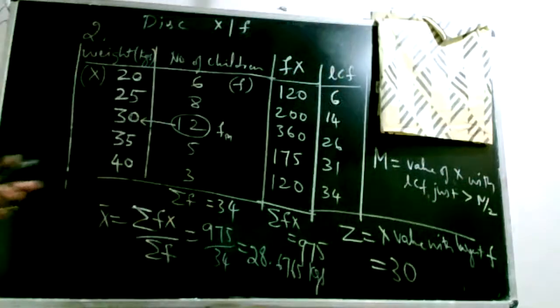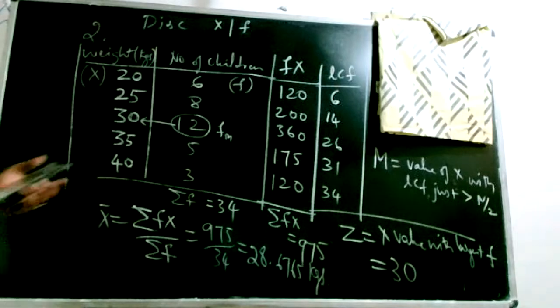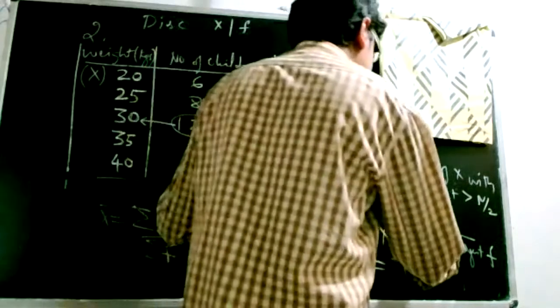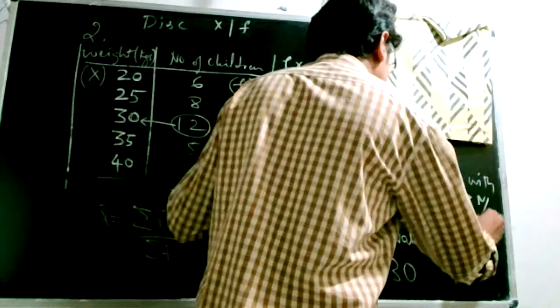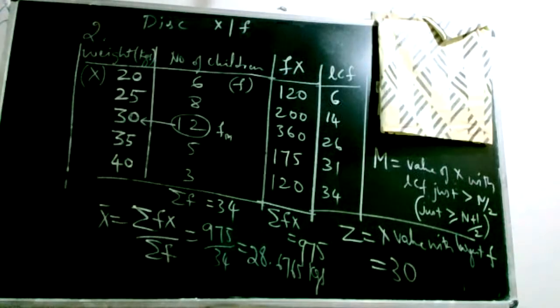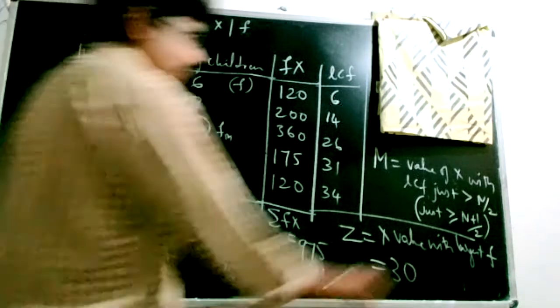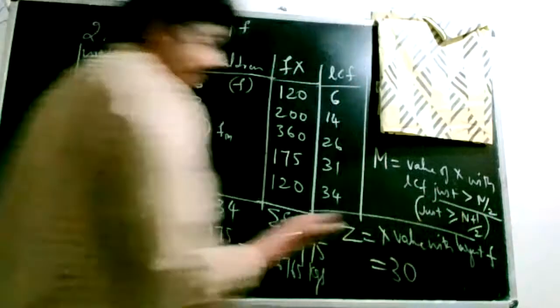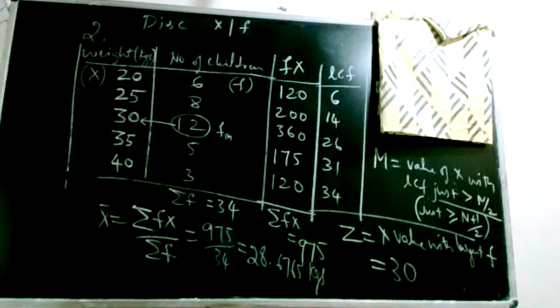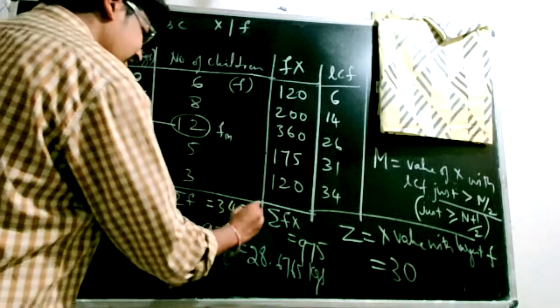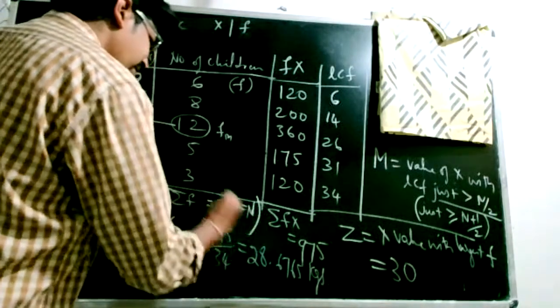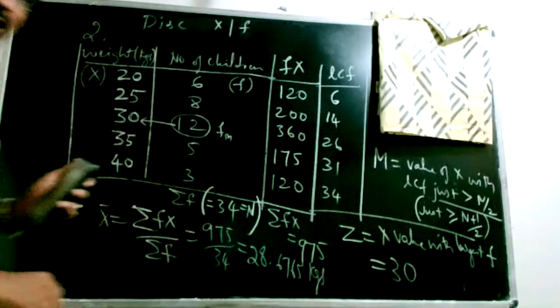Now, in the book, they might be using n plus 1 by 2, and in that case, they will say just greater than or equal to n plus 1 by 2. So, either way, you can obtain the value of median. We stick to n by 2 because in the next case, that is for the continuous case, we'll be using that n by 2 only. N is the total frequency here. Capital N always indicates the total frequency.